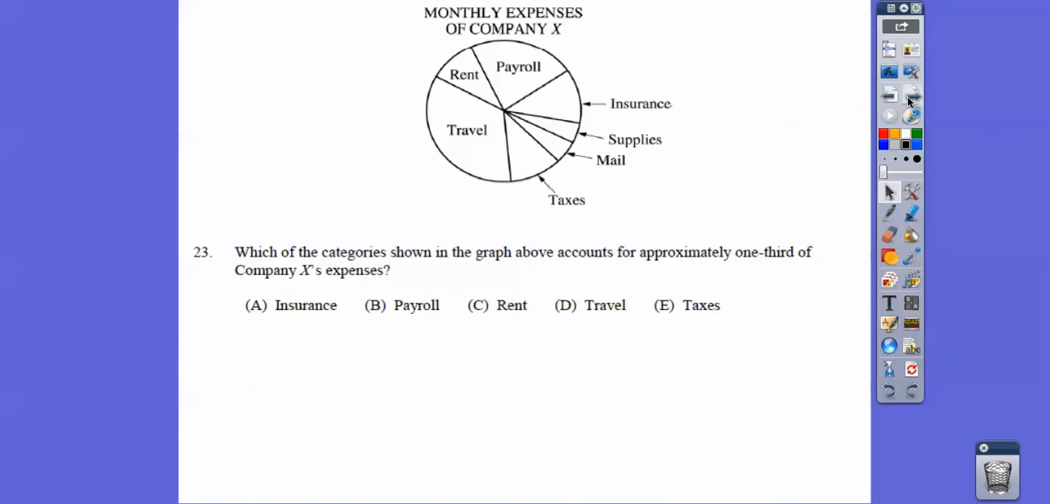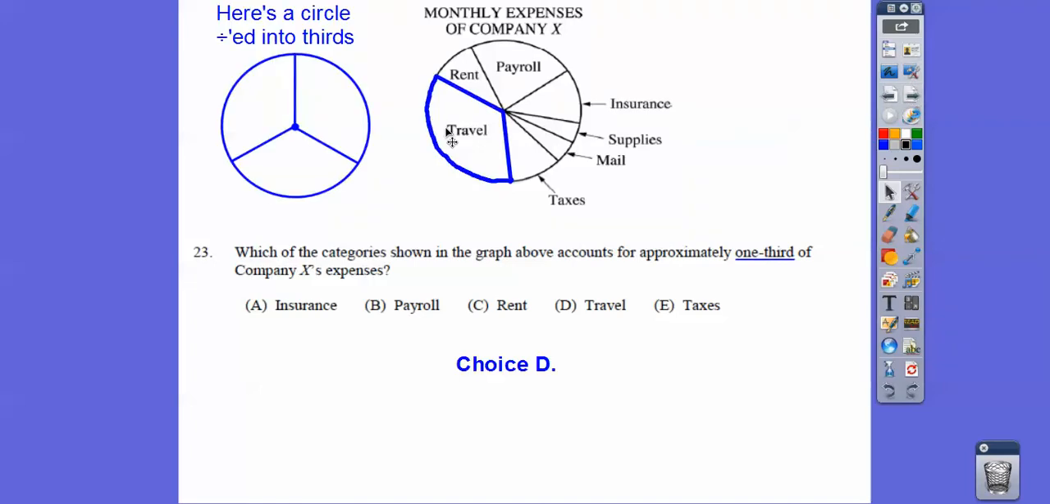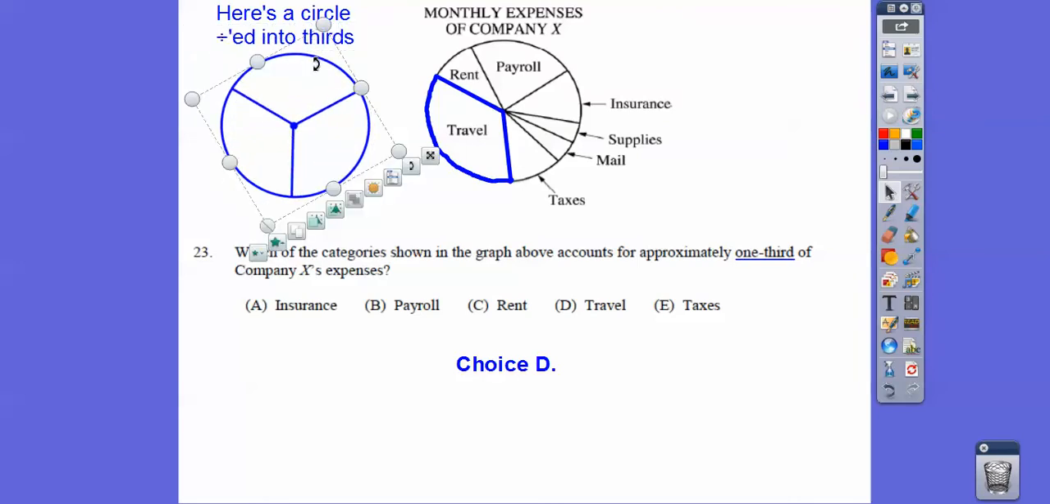Which of the categories shown in the graph above accounts for approximately 1/3 of the company's expenses? When you divide a circle up into thirds, something like that, and if I just rotate this right there, can you see? The travel is about the 1/3. So here's travel right there, so we get choice D.